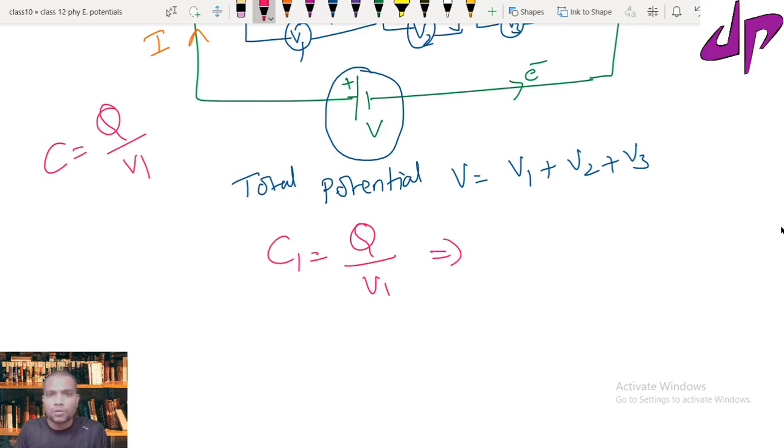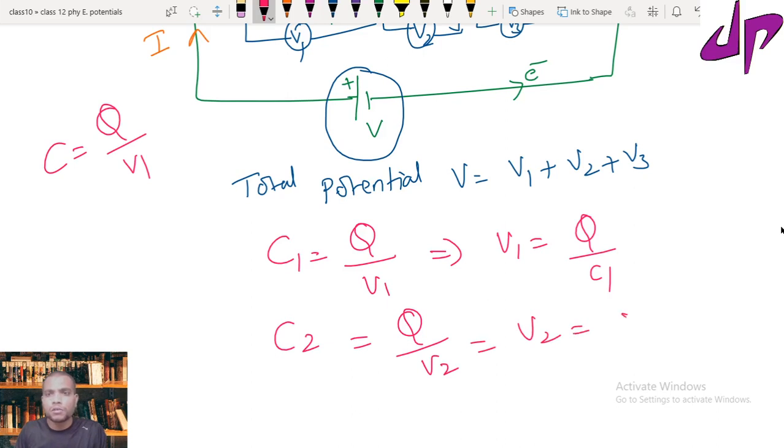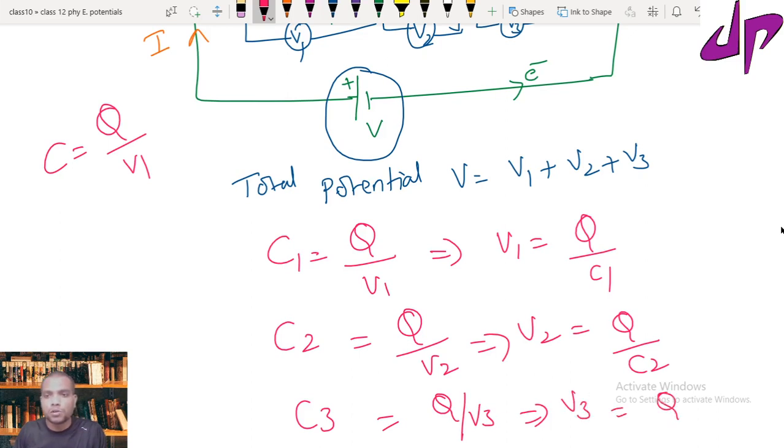From this I would like to write the potential V1 equals Q by C1. For the second capacitor, C2 equals Q upon V2, which gives V2 equals Q upon C2. Similarly for C3, which equals Q upon V3, so we can write V3 equals Q upon C3.